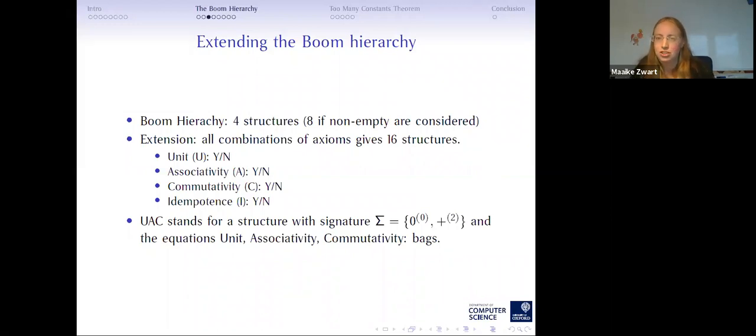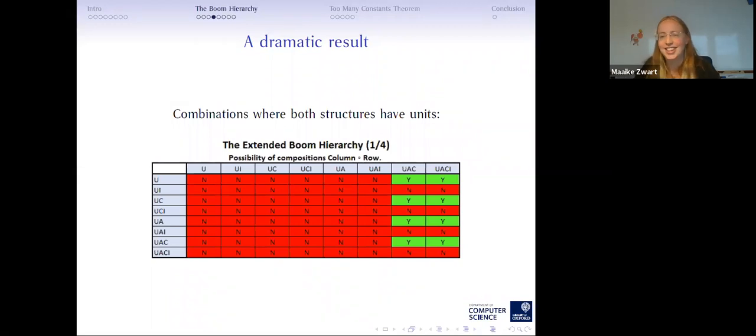And the first quarter I want to show you is where both of the monads have units. So we saw that that was a bad property. And indeed, this is the table. You see here all of my structures start with a U, so they all have the unit equation in them. And then I just systematically go through all the possible combinations of the other axioms. And we see that if you want to compose monads, having a unit in them is not a good idea. A lot of them don't work.